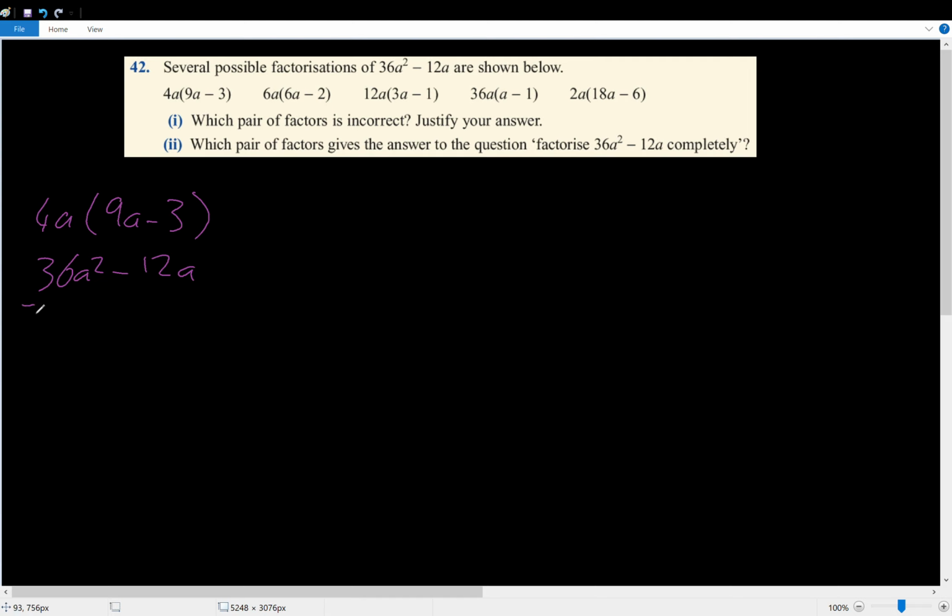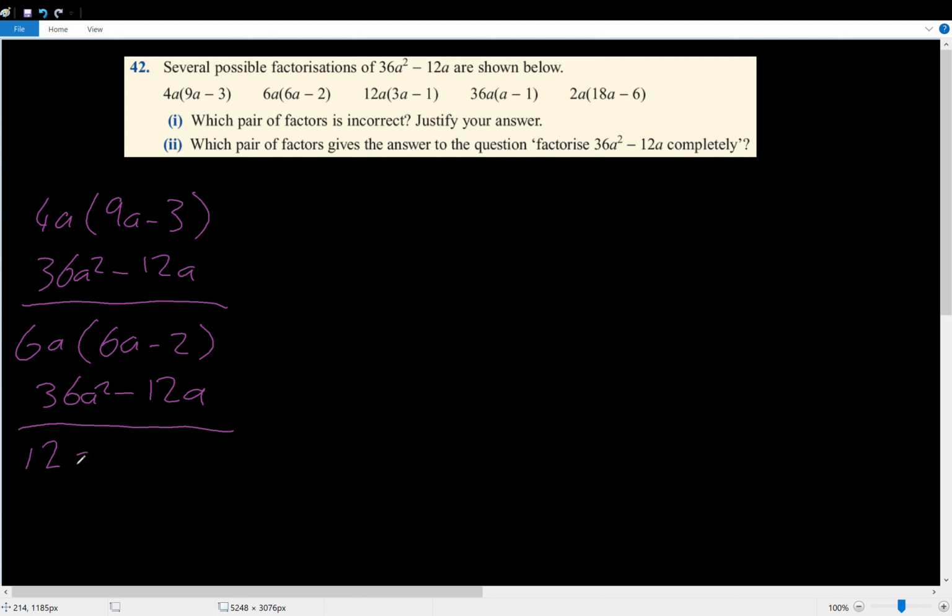Let's take the second one now. We've got 6a times 6a minus 2. If we multiply that out, we've got 6a times 6a, that's 36a squared, and 6a times minus 2 is minus 12a. So that factorisation is also correct. Alright, let's try the third one. We've got 12a times 3a minus 1. 12a times 3a is 36a squared, and 12a times minus 1 is minus 12a. So that factorisation is also correct.